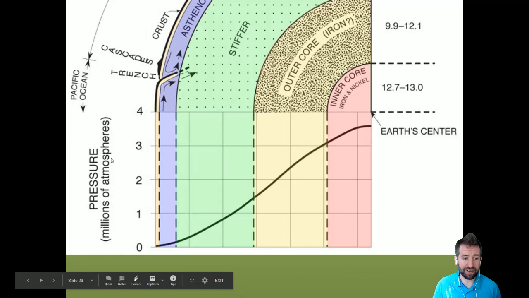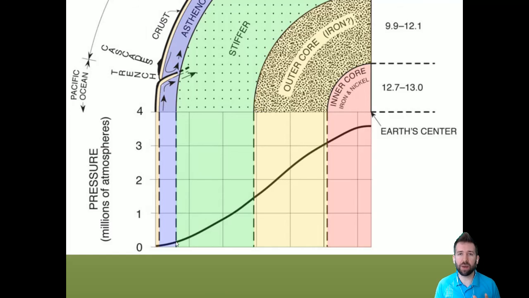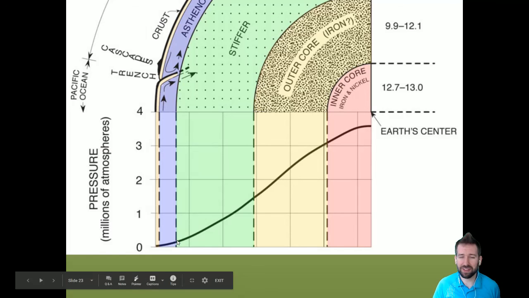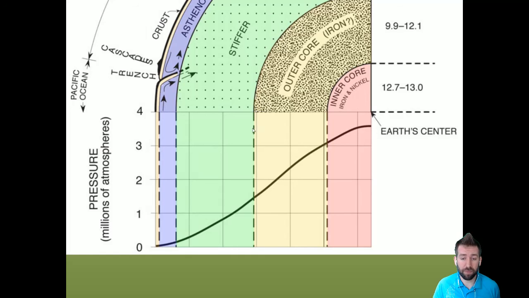Now that's in millions of atmospheres, so it might not sound like a lot, but we are in 1 atmosphere. That's what it's talking about. Atmosphere is the pressure we feel at the surface. So even though it's 0.2, it's 0.2 million, so it's still a lot. We could do the same for the boundary between the stiffer mantle and the outer core. If we follow that over, it would be something like 1.4, 1.5. So that would be 1.4 or 1.5 million atmospheres.